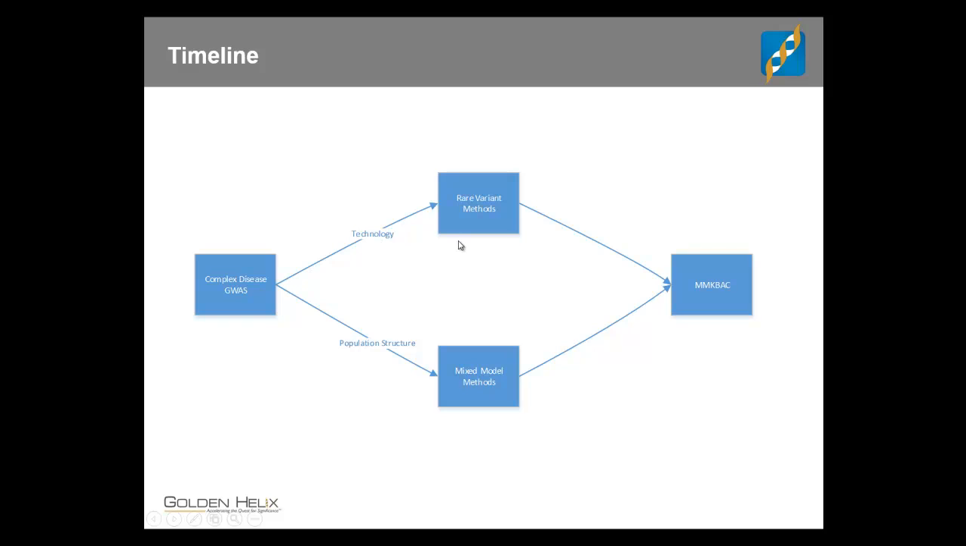Technological improvements made large-scale DNA sequencing possible on large cohorts, and made it possible to look for associations between rare variants and complex diseases. One such method for analyzing the burden of rare variants is KBAC. Improvements in mixed model algorithms and improvements to computers themselves made accounting for population structure in GWAS analysis possible via mixed model methods. However, today we are going to talk about bringing these two approaches back together into a method we're calling MM-KBAC, or mixed model KBAC algorithm.